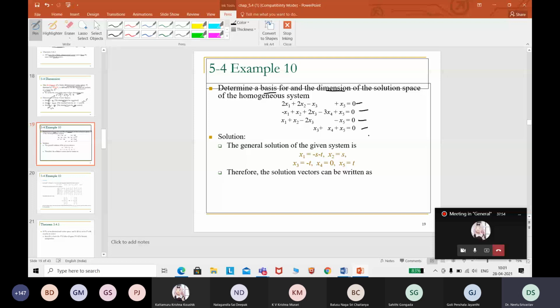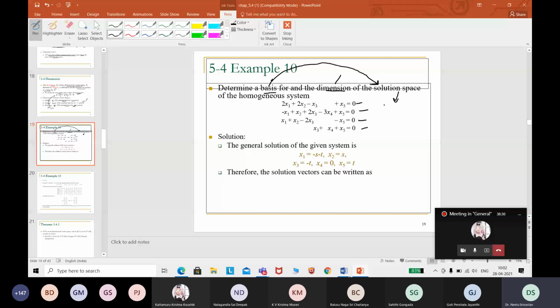Because sometimes it is possible that whatever system is given, the rank can be reduced here, and sometimes it is not. They are telling you to find the basis and the dimension. Dimension is nothing but the number of vectors in the basis. Now how do we find a basis for the solution space? That is what we have done, the same thing. You should know what you have to do. Basis for the solution space means first you find the solution space.